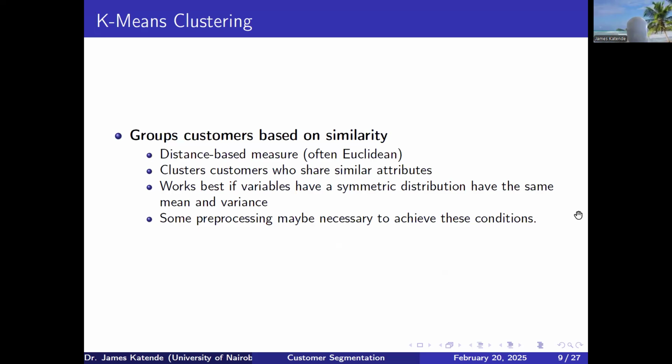There are other measures as well that may work for this, but what we shall use is the Euclidean distance in our case. Now, the K-means works best if the variables have a normal distribution, and that means they should be symmetric, and they have means and variances that are the same. So this may not be the case with the initial data set, so you have to do some processing to achieve these conditions to make your predictions better. But luckily there are ways you can do that in Python. We shall see how that is done once we get to the demonstration.